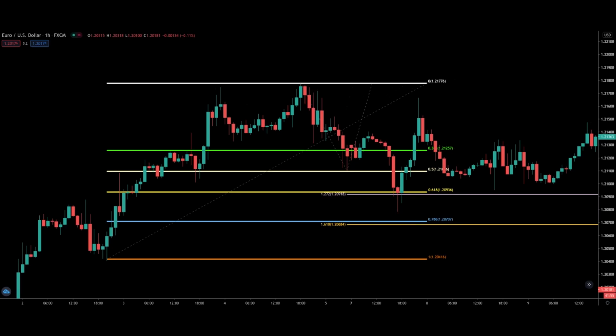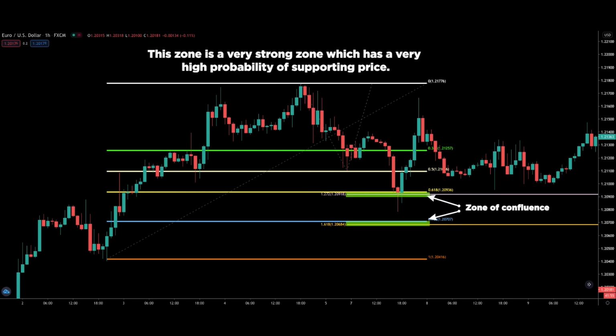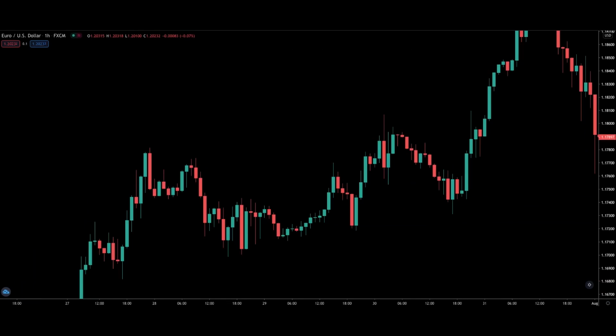You can mark out the zone using a rectangular tool like this, and this zone is a very strong zone which has a very high probability of supporting price. Of course, the price may not get to that level, but it is the highest probability level that you can get in at. Now, not forgetting the final thing to watch out for, which is market structure.